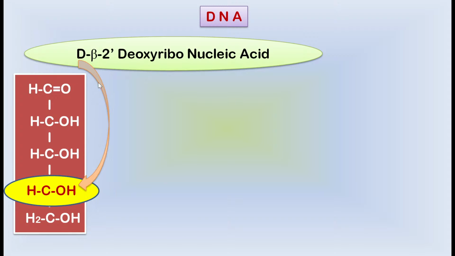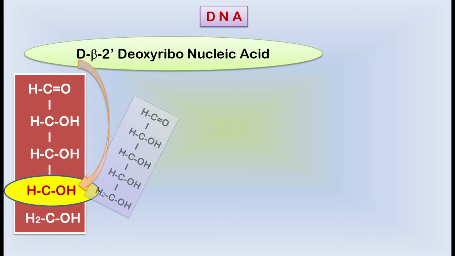Why are we considering D? Because the ribose present in the DNA, in the penultimate position, that is the fourth position, has the OH group on the right side. This is known as D. That's why we include the name D for the ribose sugar.